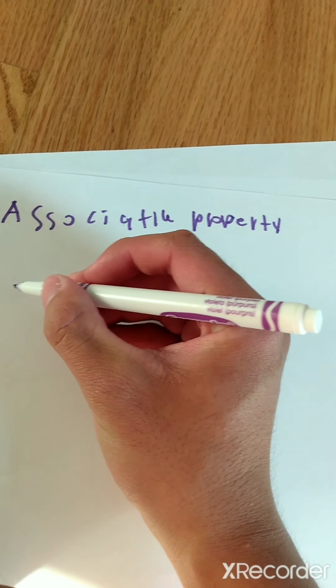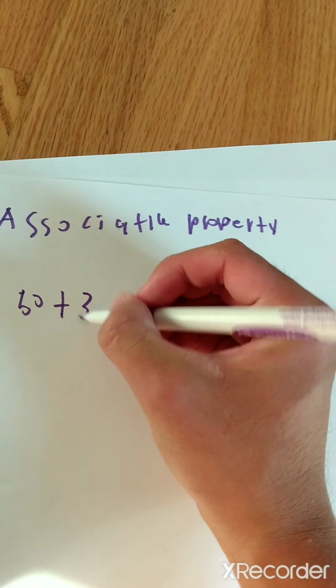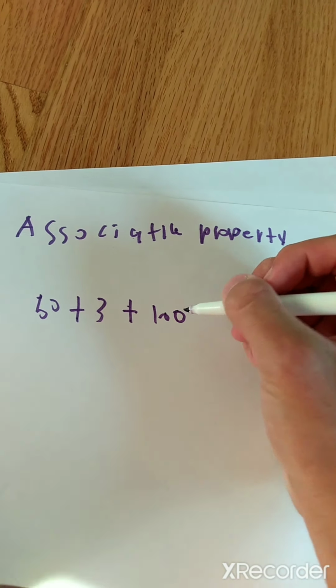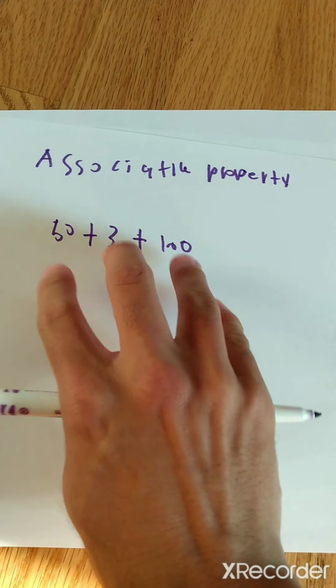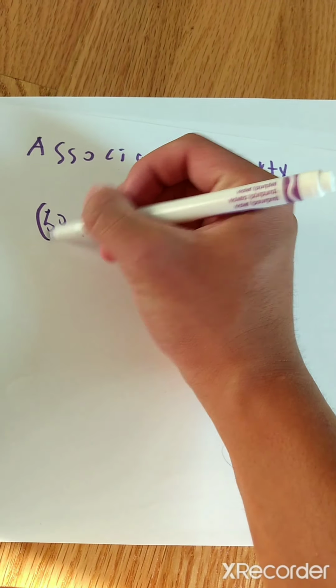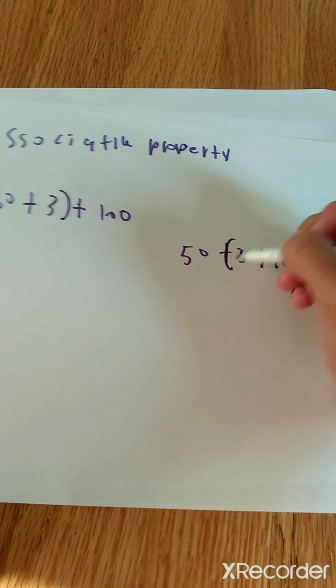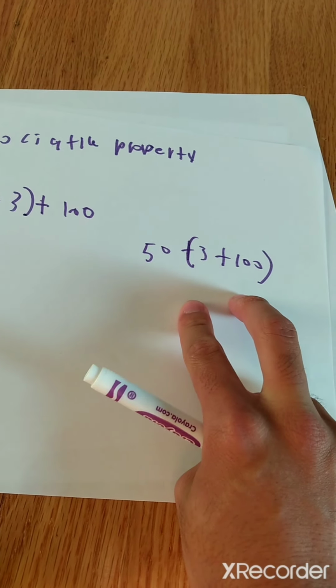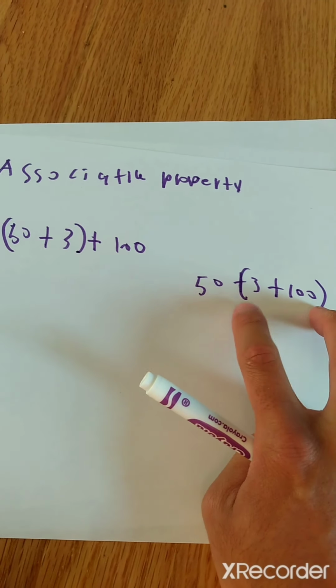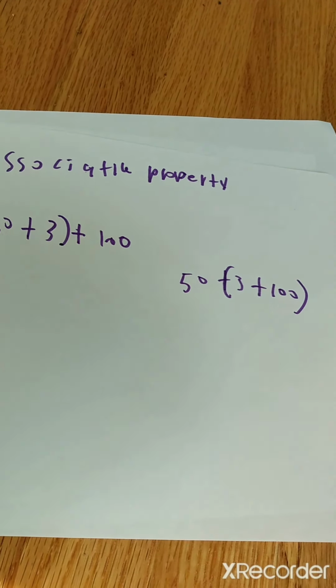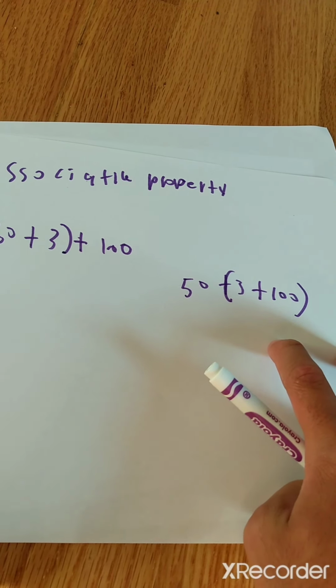Another one we can do is the associative property. So what we can do is have 50 plus 3 plus 100. We have 3 numbers that we have to add, but we have parentheses over the 50 and the 3. What we can do is actually remove the parentheses to say 3 and 100 are actually inside the parentheses. If we do that and we move the parentheses, the sum that we add is actually going to stay the same.